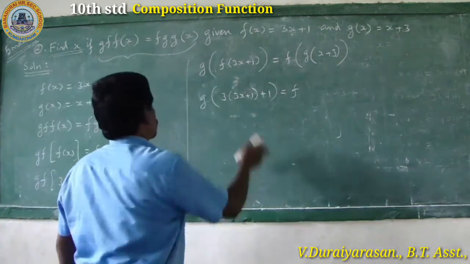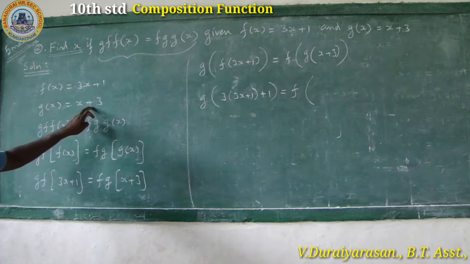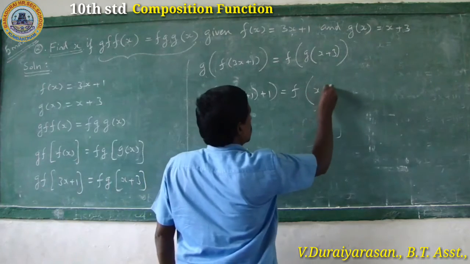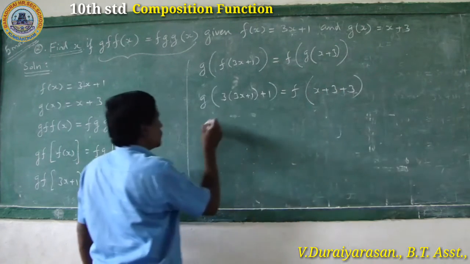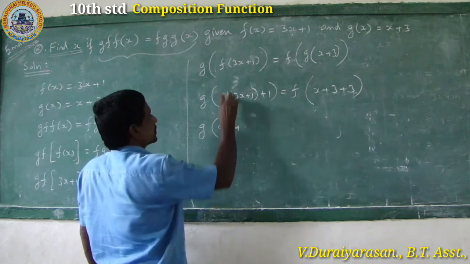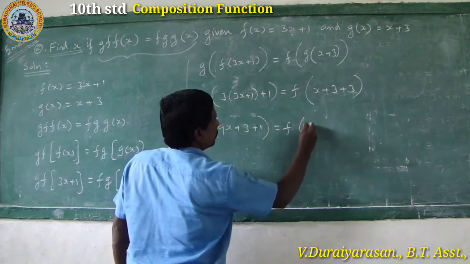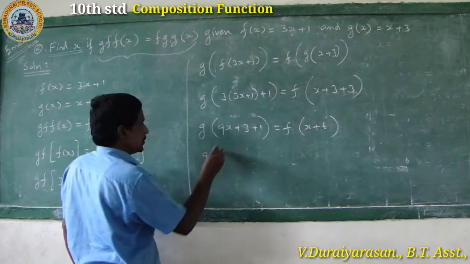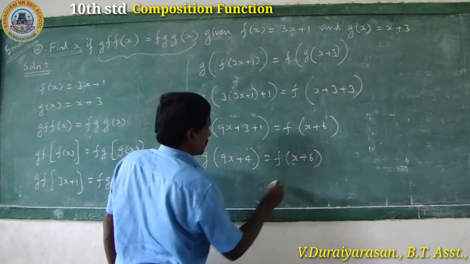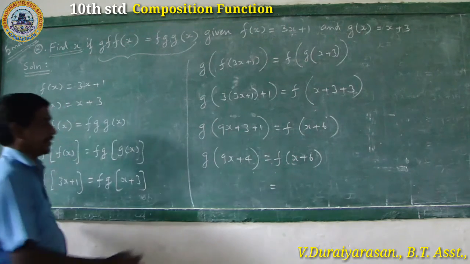f of g of x equal to what? g of x is x plus 3. Write the function, add more 3. So x plus 3 plus 3. Simplify g of f: 3 times 3x is 9x. Multiply by 3 plus 1 is equal to f of x plus 6. g of f is 9x plus 4 is equal to f of x plus 6. g of x, write the function, add 3.